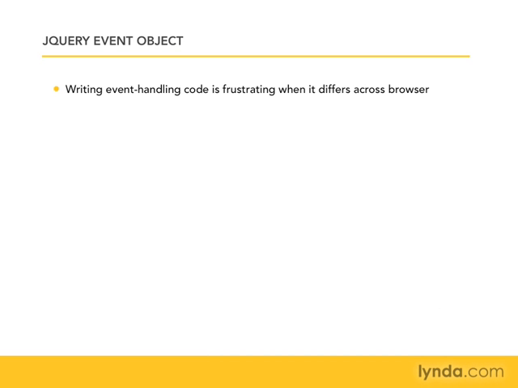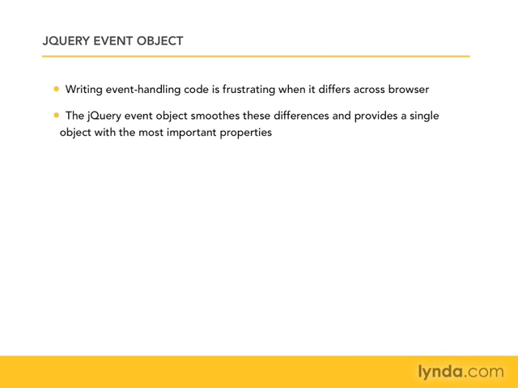As I mentioned earlier, one of the frustrating things about writing event handling code is that there are a lot of differences among the IE browsers and the browsers that use the DOM event model. One of the big differences is in the way the event objects are implemented in both browsers. The IE event object and the DOM event object have a couple of properties that intersect, but for the most part, they're pretty different. jQuery helps solve this problem by smoothing these differences out and providing a single event object with the most important properties that you will use commonly.